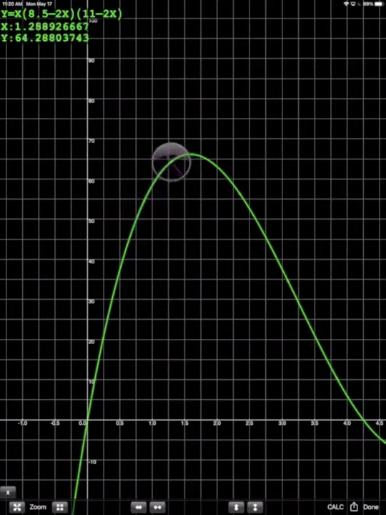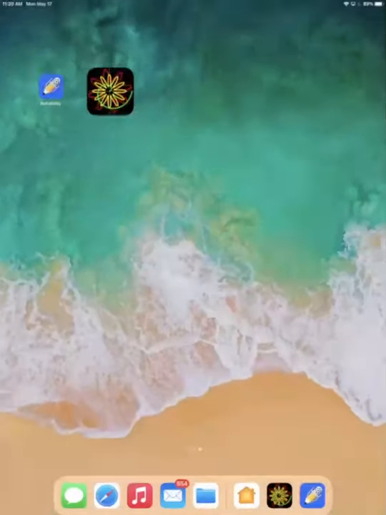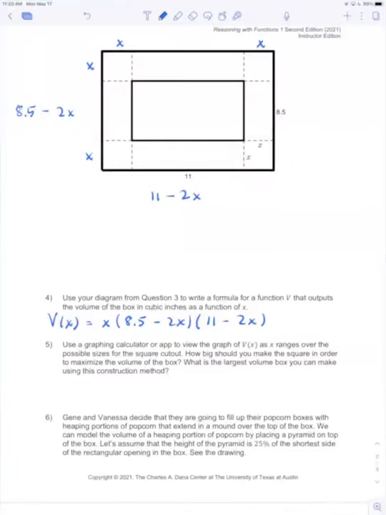I'm going to scroll up to the highest point there. You can see when x is about 1.59, that's the highest part of the curve. Y ends up being about 66.1. So these are the two answers to our question. Let's go back to where we were, remembering those numbers.